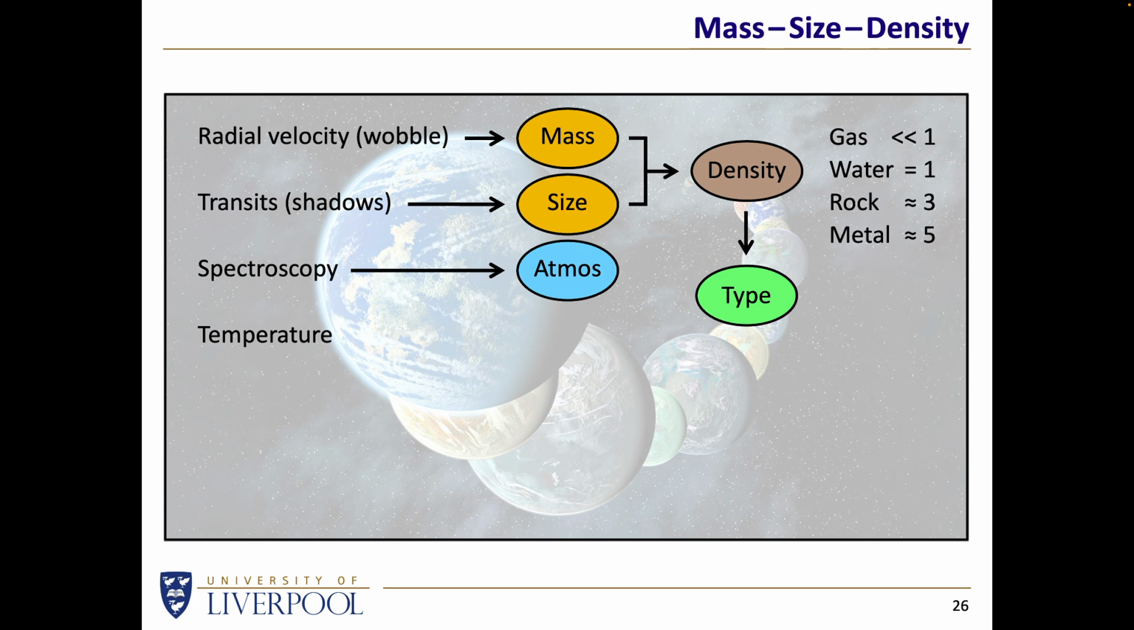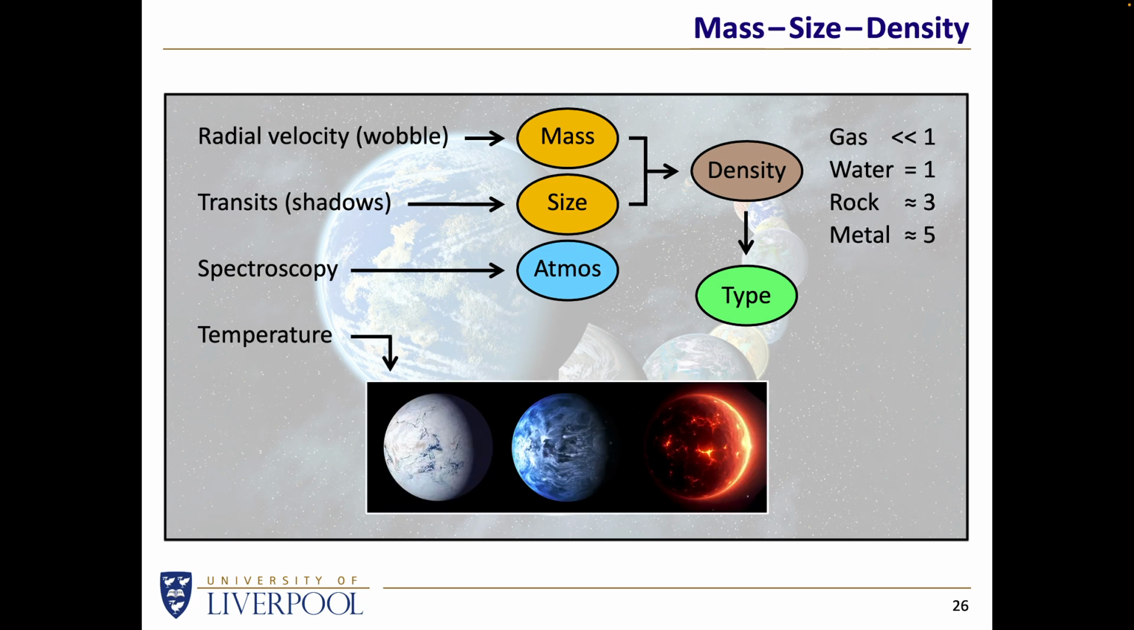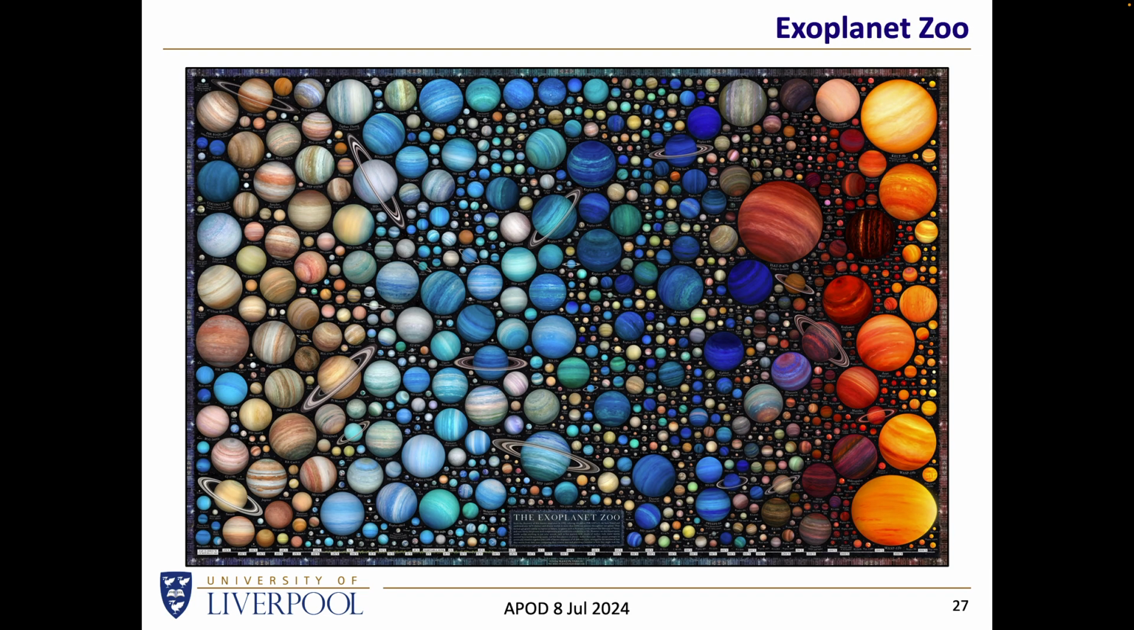Spectroscopy tells us which particular elements are present in the atmosphere, if there is an atmosphere on this particular planet. And we can judge the temperature: if we know the temperature of the star and how far away the planet is, we can get an idea of the equilibrium temperature. And we can guess whether we're looking at an ice world, or a lava world, or perhaps something in between. So if we have multiple bits of information, we can start to piece together what type of planets we're actually dealing with. And we end up with the exoplanet zoo.